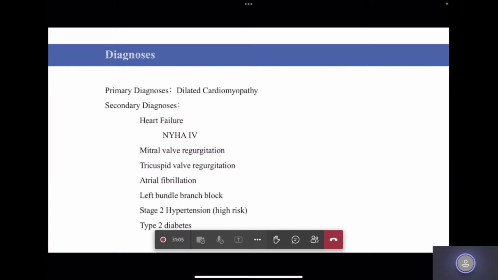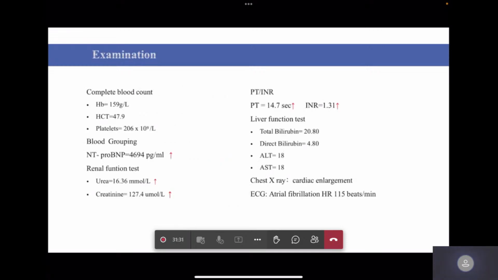He was diagnosed with dilated cardiomyopathy, stage 4 heart failure, mitral valve regurgitation, tricuspid valve regurgitation, atrial fibrillation, left bundle branch block, stage 2 hypertension, high risk, and type 2 diabetes. Here are some basic examinations before surgery. The NT-proBNP is significantly increased, and the other blood tests are nearly normal.